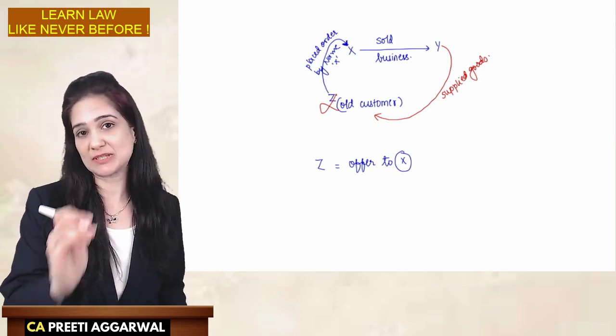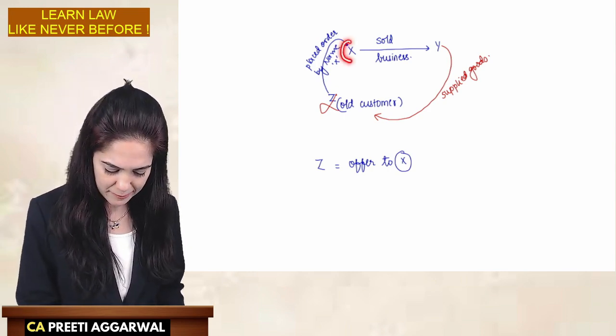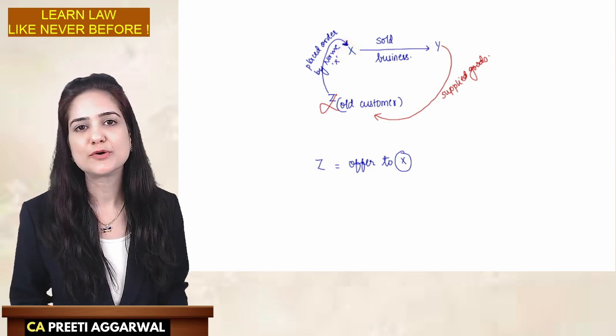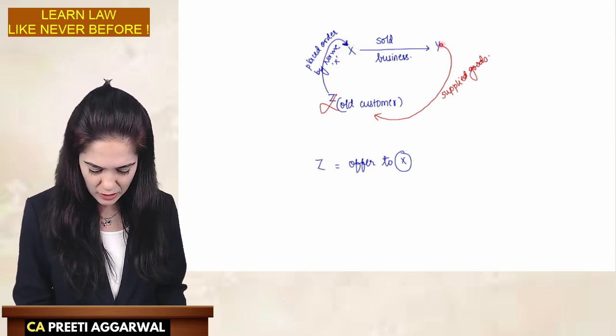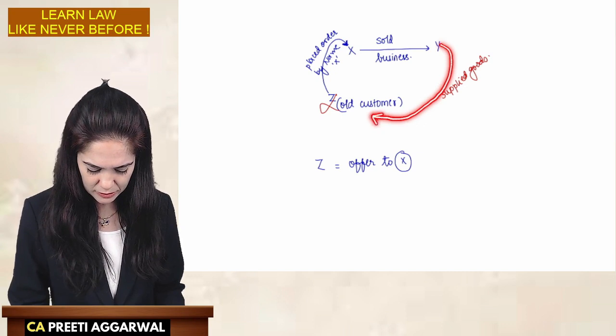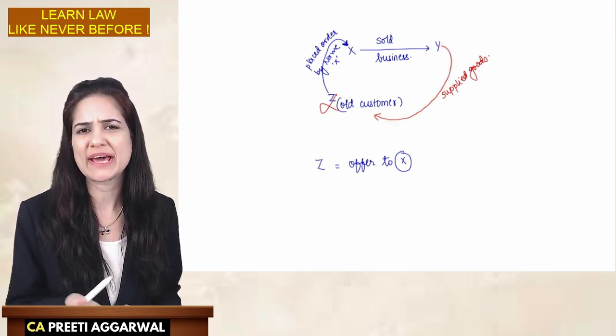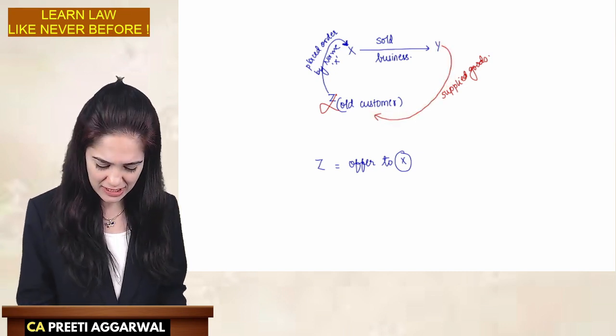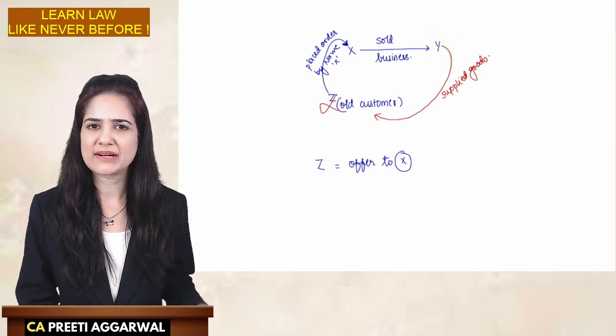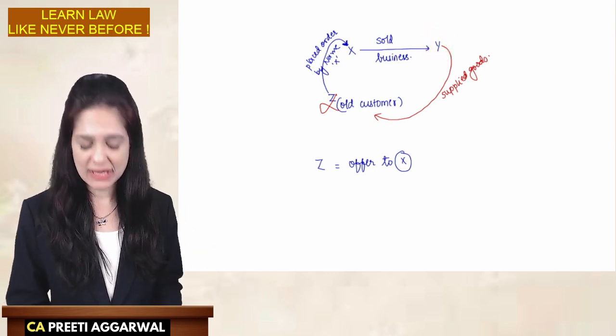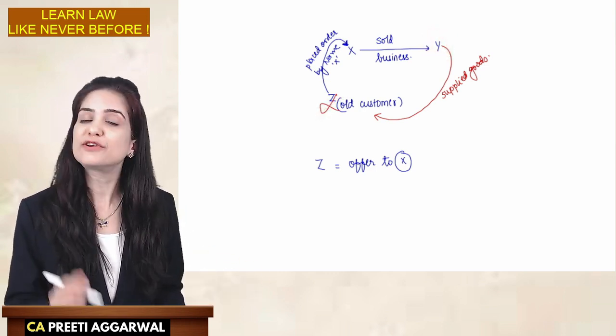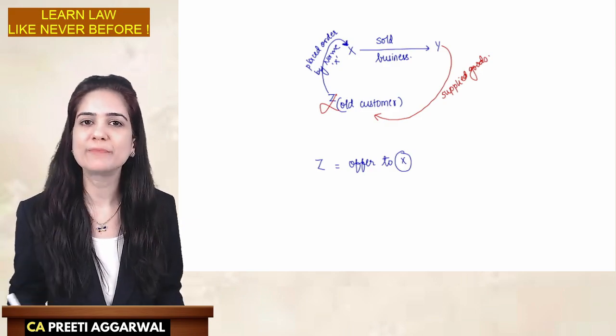So this is a specific offer. It can be accepted only by the person to whom it is made. Y cannot accept and supply the goods. And Y is also not X's agent. He has purchased the goods, so he's not acting as an agent. So in this case, Z is right in refusing to accept the goods from Y.